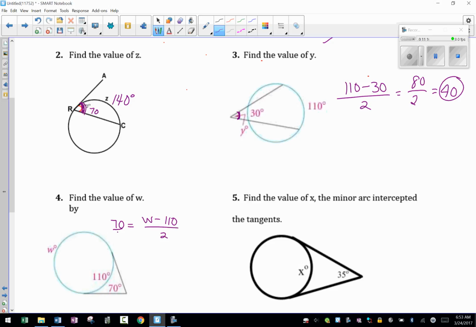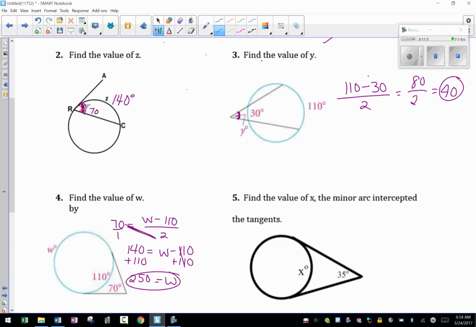And then if I wanted, I can cross multiply. 70 times 2 is 140 equals W minus 110. And then I'm going to add 110 and get W equals 250 and get the answer.